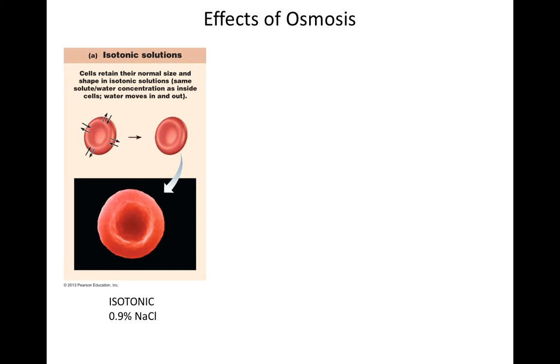So in the case of sodium chloride, our intracellular fluid is 0.9% sodium chloride. So our blood plasma, for example, which would be the extracellular fluid surrounding red blood cells, which you're looking at here, is 0.9% sodium chloride. Now, water is always moving in and out of these cells, but it's going at the same rate in and out because there's no draw one way or the other. There's not a gradient. Everything is isotonic.